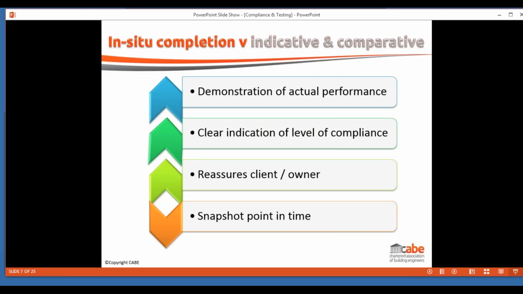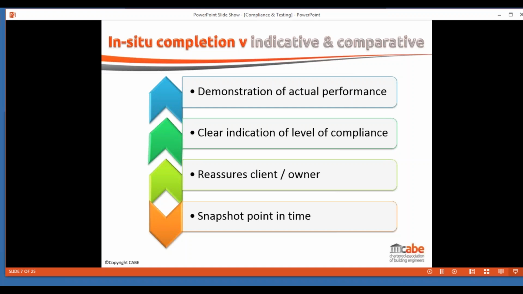So if we look at the in-situ completion type testing, in terms of establishing whether we meet that statutory requirement, whether we comply with the building regulations or something else, this is the easiest way of actually proving the point and showing clearly that we have a level of compliance. It measures actual performance at a point in time, albeit at the completion point, so it can give us a clear indication of compliance or not, and it provides some reassurance to the client and the owner. But it is only what occurs at a point in time, normally completion of the project.